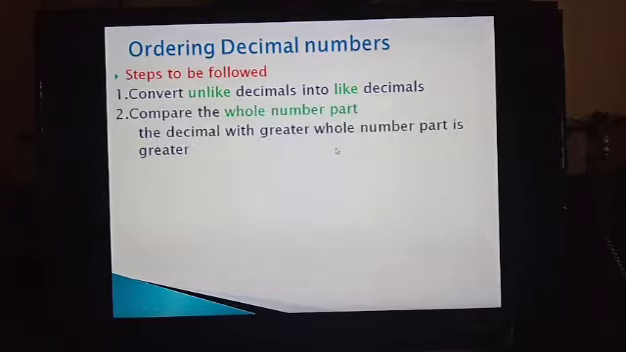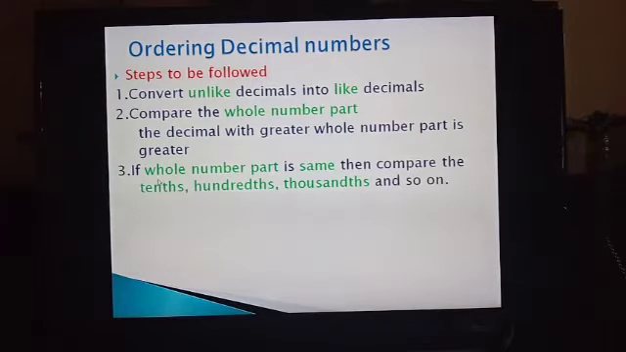The next step is to compare the whole number part. After converting unlike into like decimals, you compare the whole number part. The decimal with the greater whole number part is greater, children. Like this you need to compare. The third step is, if the whole number part is the same, then we need to compare the next place, that is the tenth place. If the tenth place is also the same, then we need to compare the hundredth place. Like that we need to proceed. Let us see with the examples.